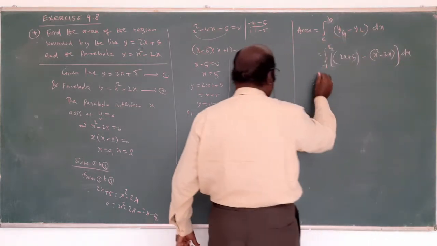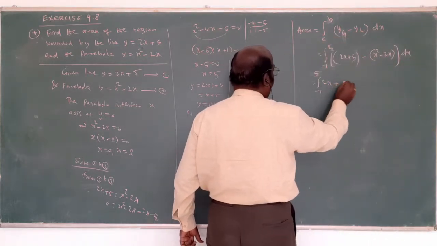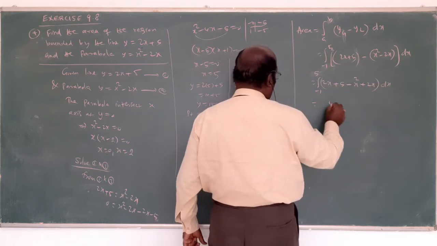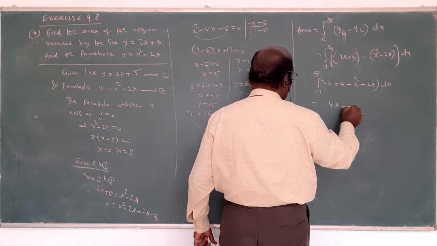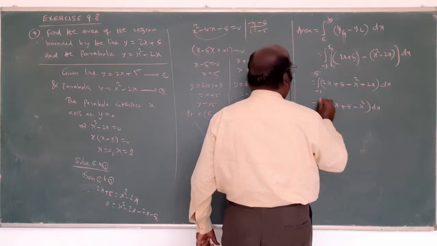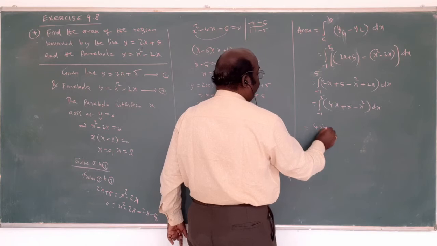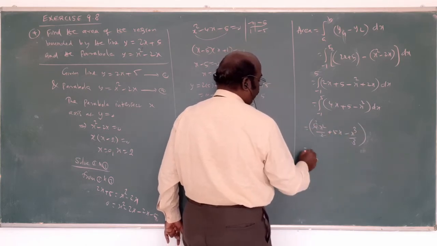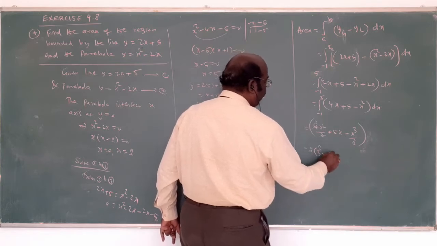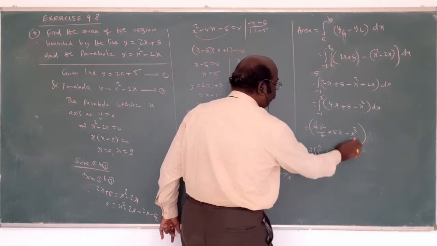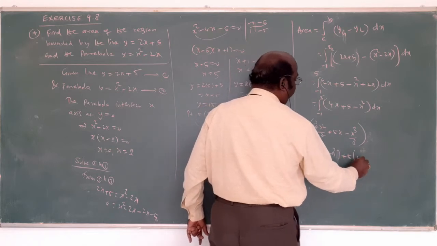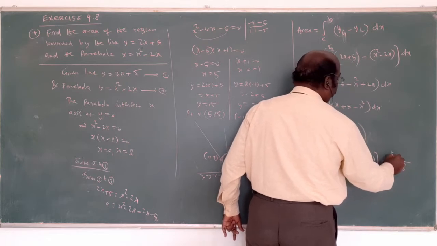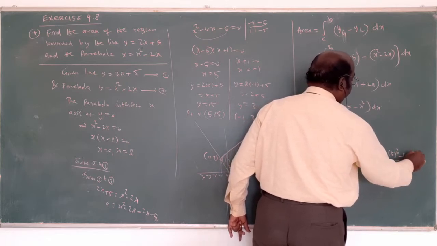Now simplify from minus 1 to 5: 2x plus 5 minus x square plus 2x. Am I right? 4x plus 5 minus x square. Now integrate, we get the answer. 4 into x square by 2 plus 5x minus x cube by 3. Now what I told you? Upper limit 5 square minus 1 whole square, plus 5 into upper limit 5 minus minus 1, minus the 3 rd term: 5 cube minus minus 1 whole cube, over 3.